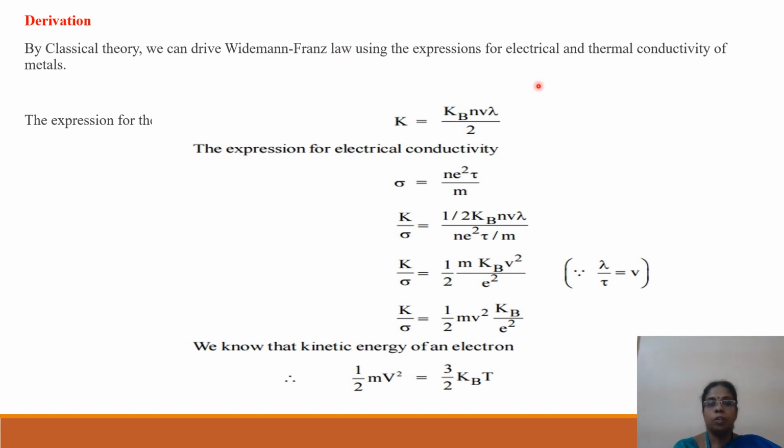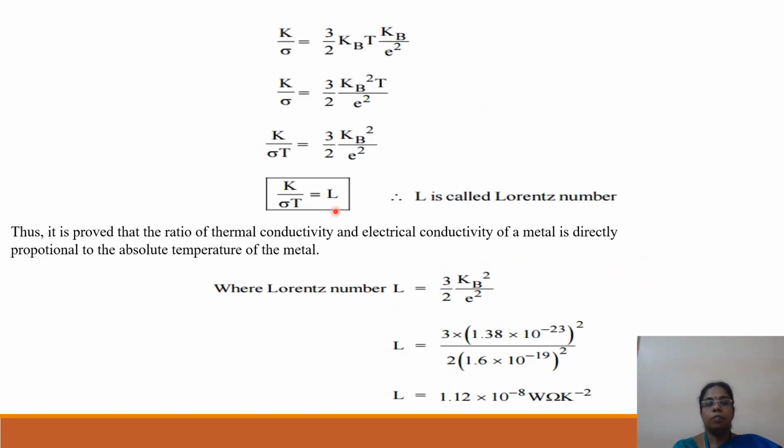It is the ratio of thermal to electrical conductivity, which is directly proportional to the absolute temperature. So K by σ is equal to L into T. We have made a substitution, as I discussed, and we end up with K by σ equal to L into T. Now the Lorentz number L is equal to 3/2 (kB by e) the whole squared. Substitute the value of Boltzmann's constant, which is 1.38 × 10^-23, and for the charge e, 1.6 × 10^-19, and you end up with the Lorentz number as 1.12 × 10^-8 watt ohm per Kelvin square.